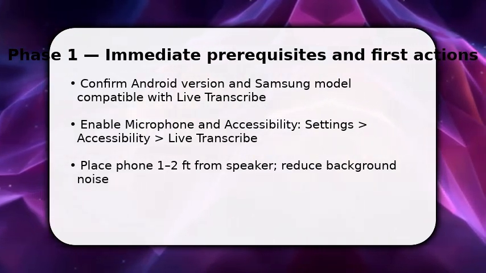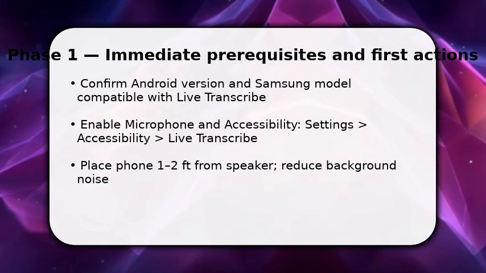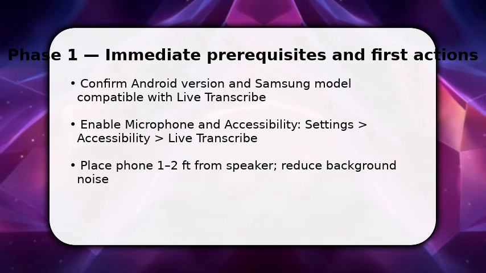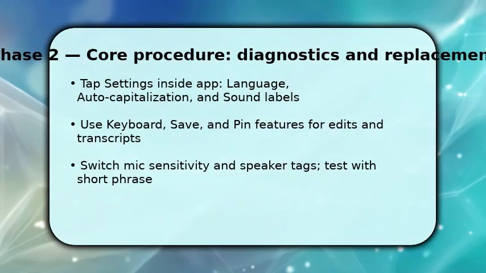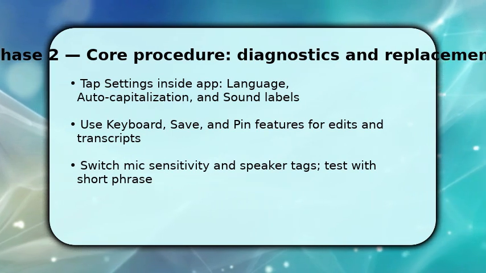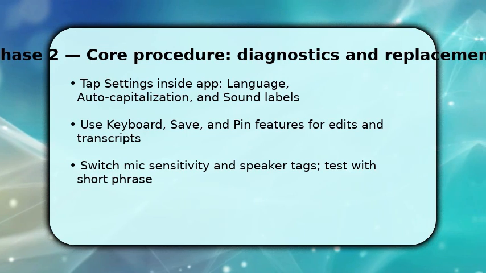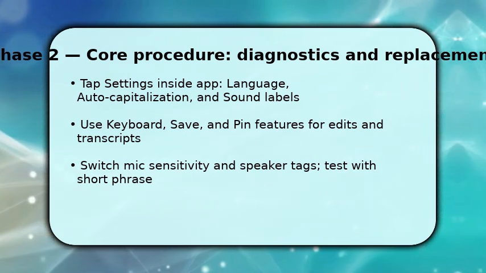Place the phone about 1-2 feet from the speaker and lower ambient noise. This improves accuracy significantly because the model relies on clear input. Once the app is open, configure language and sound labels so Live Transcribe knows what to prioritize. Choosing the correct language improves results.